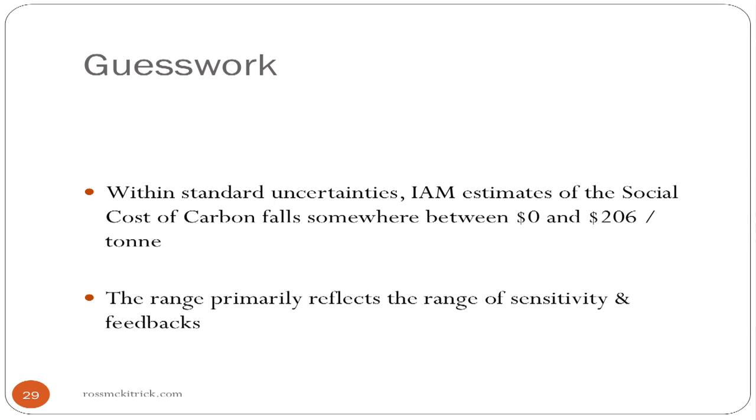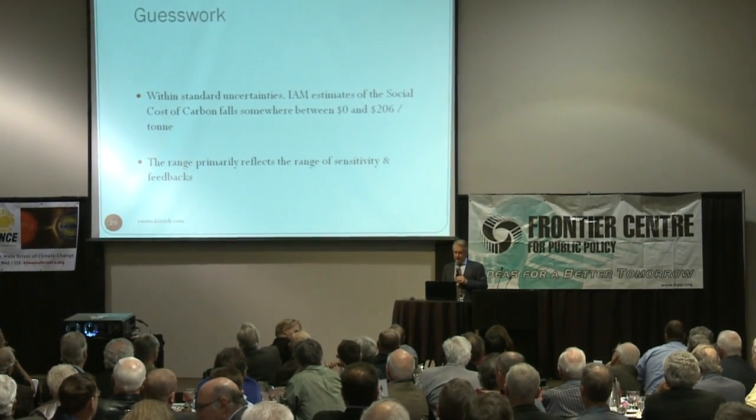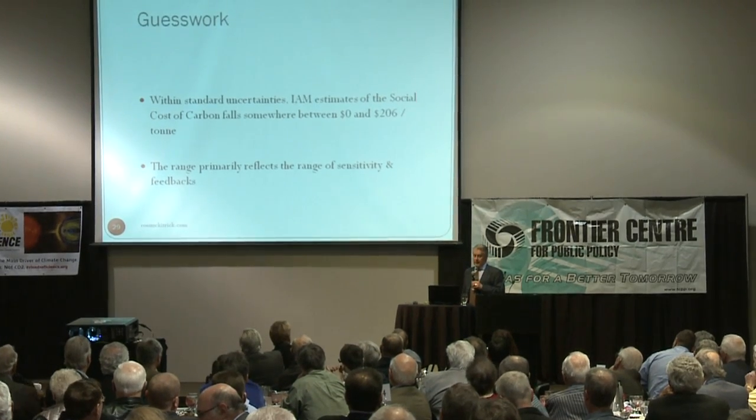Within the standard uncertainties, the integrated assessment modeling literature, if you ask what's the social cost of carbon, the social cost of a ton of carbon, they can nail it down pretty precisely, somewhere between $0 and $206 per ton. So when someone gives you a precise answer and says, well, it's $31, they've made a lot of choices to get a number like that.